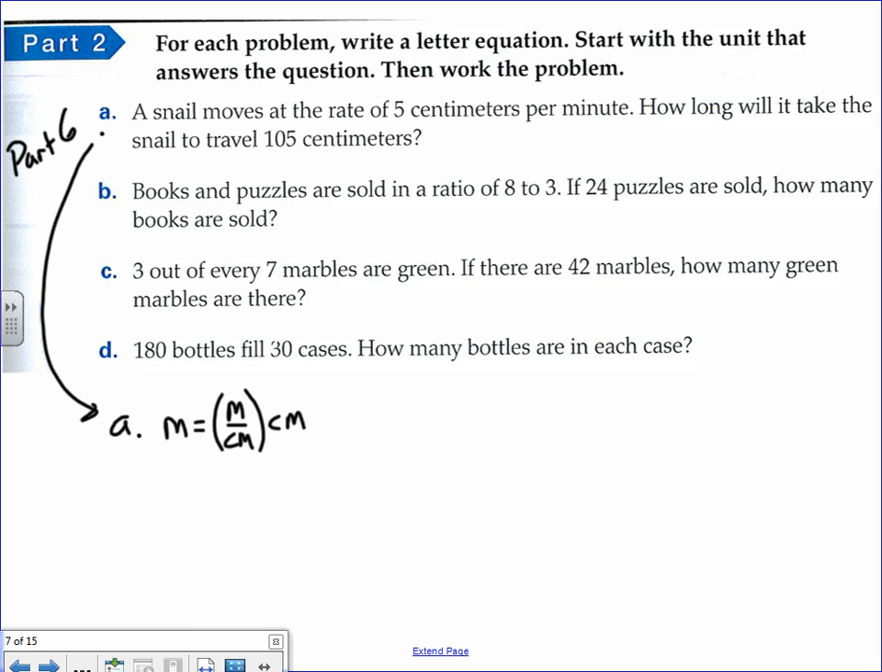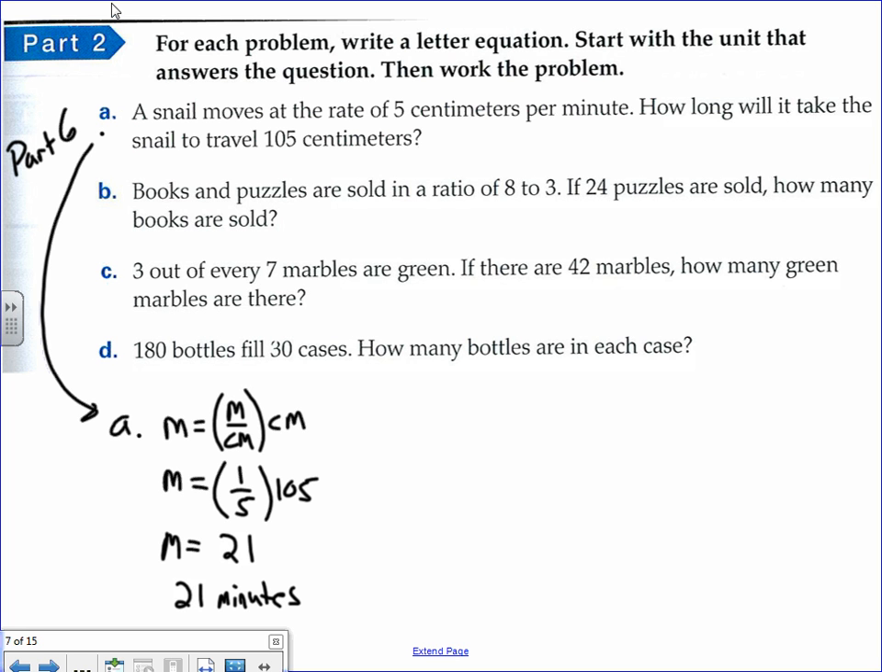I'm looking for my relationship for my fraction. It says 5 centimeters per minute. So in my fraction, centimeters is on the bottom, so my 5 has to go on the bottom, and remember, per minute means 1 minute. And then it also tells me that the snail is going to travel 105 centimeters. So now all I have left to do is take the 1/5 times 105, and that is 21. So it would take the snail 21 minutes to travel the 105 centimeters.